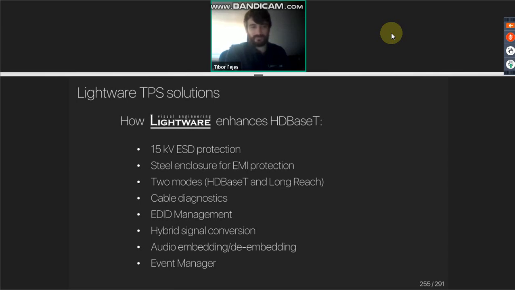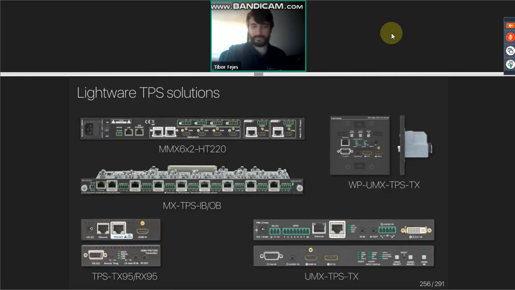And then some of the features that you see on most Lightware products: EDID management, signal conversion between VGA or DisplayPort into HDBaseT, and the audio embedding and de-embedding, and the event manager, which is our sort of limited control feature. So here are some examples of TPS products, but we've got quite a wide range.